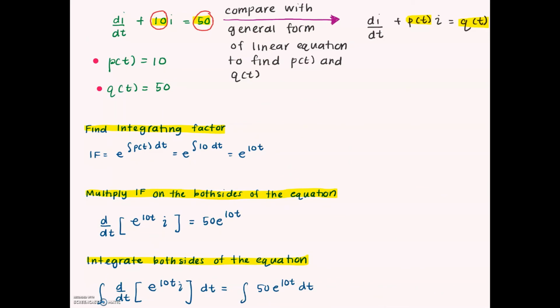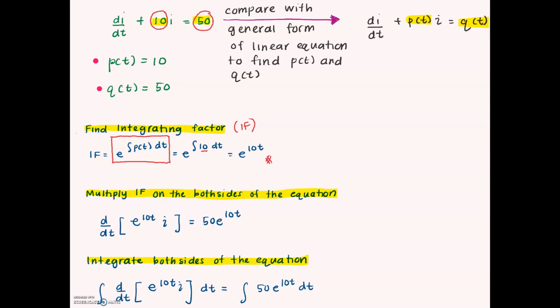After we have identified the p and q for this linear equation, we need to find the integrating factor, or we call it the IF. The formula for the IF is e to the power of the integration of p(t) dt. Your p is 10, and when you integrate 10 you will get 10t. So your integrating factor is e to the power of 10t.